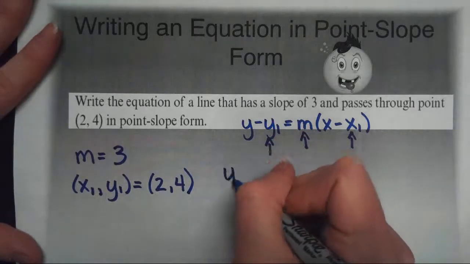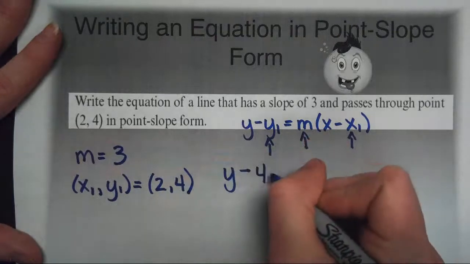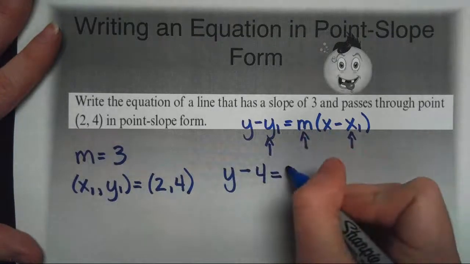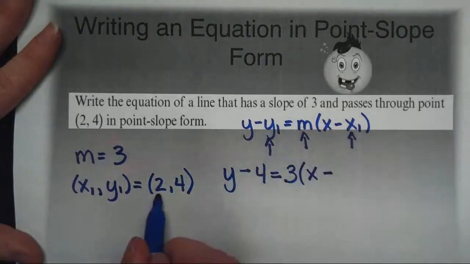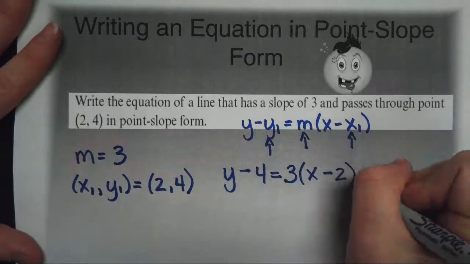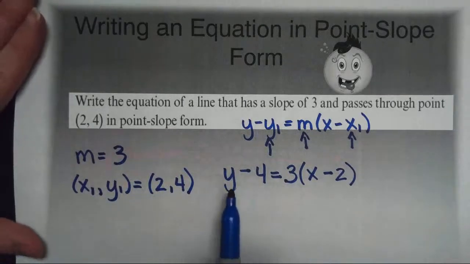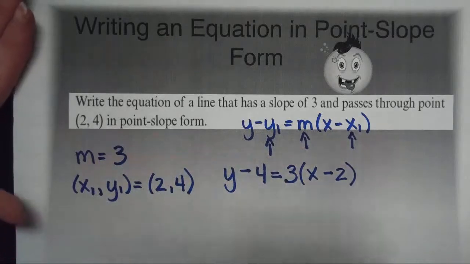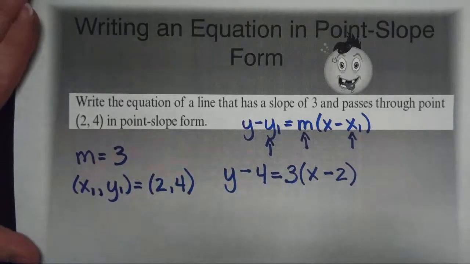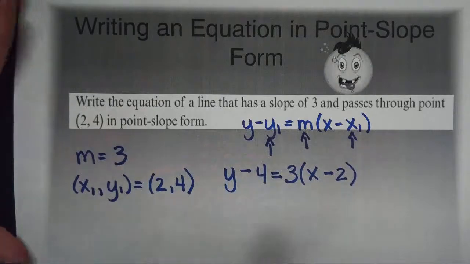So I've got y minus, and then my y1 is 4, equals m, which I know is 3, times x minus x1, which is 2. So my point-slope form of the equation of this line is y minus 4 equals 3 times x minus 2. Just like in slope-intercept form, you don't fill in the y and you don't fill in the x. All you need is the slope, the x1, and the y1.